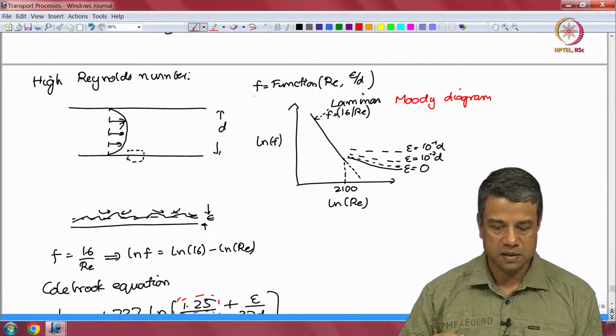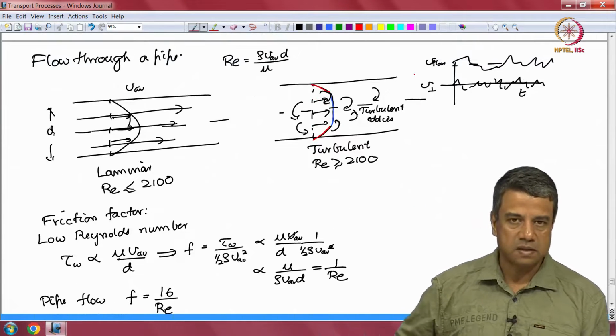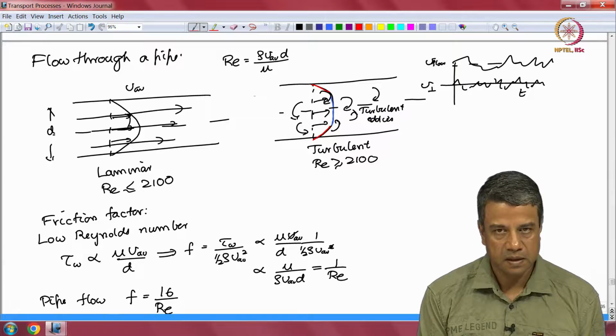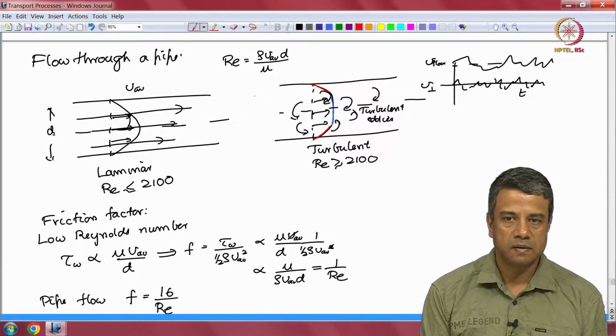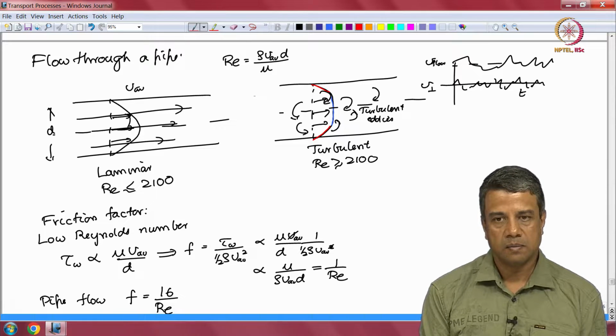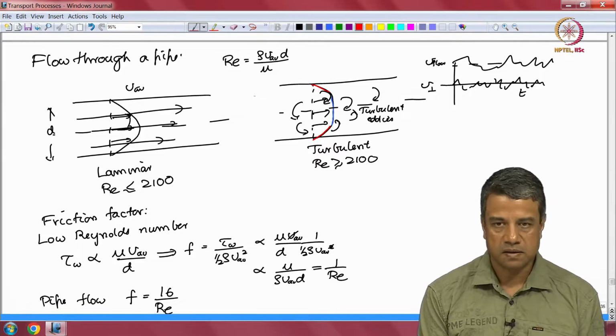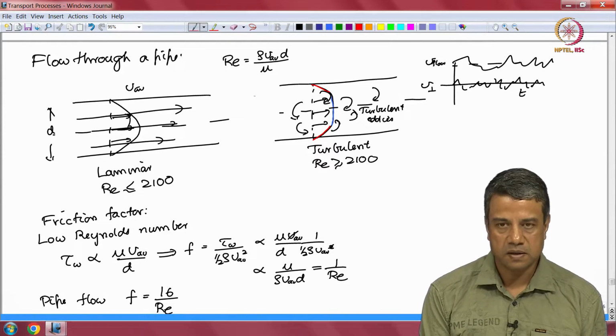So, this is the brief discussion on the characteristics of the flow through a pipe. In the next lecture we will look at the flow past a flat plate which does not block the flow, and then proceed to flow around a particle, a spherical particle. So, I will continue this in the next lecture.